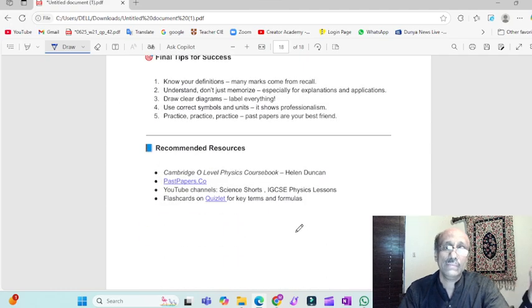So the final tips: you must know the definitions, you have to memorize, you will draw the diagrams, you will use the correct symbols and units, practice, practice and practice.